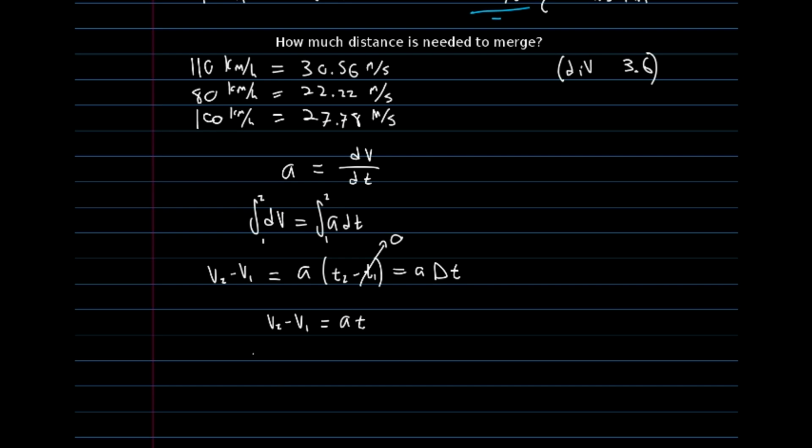And with our initial velocity v1, it makes it even easier. So we know what we want v2 to be. And let's do this in red to make it stand out. We want v2 to be the highway speed, 30.56 meters per second. We know what v1 is. That's what we're traveling already. 0 kilometers per hour, 0 meters per second.